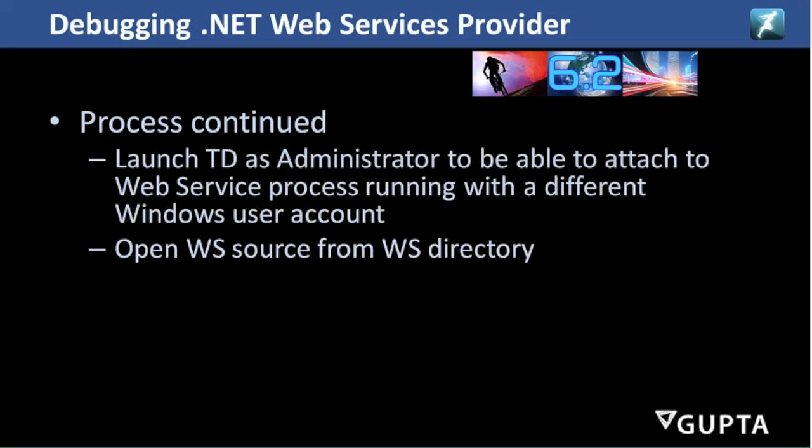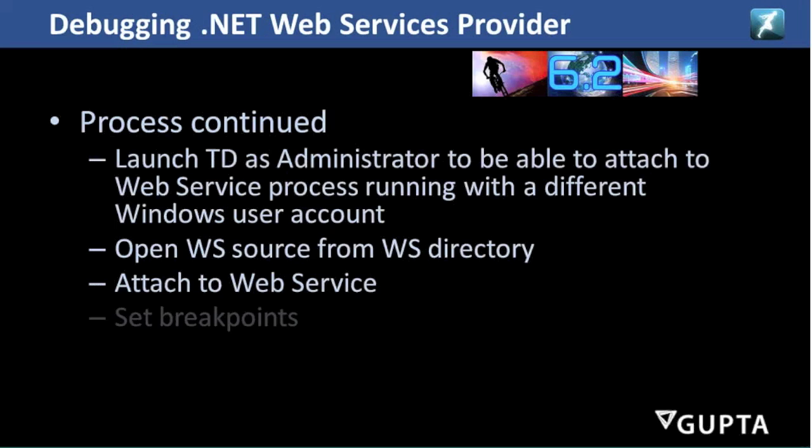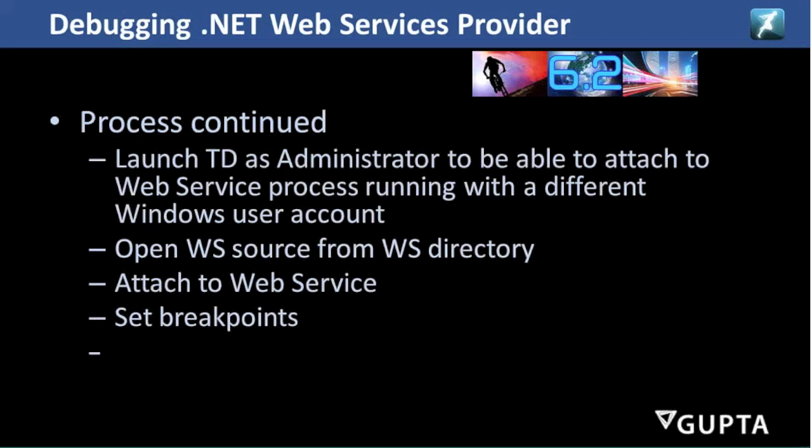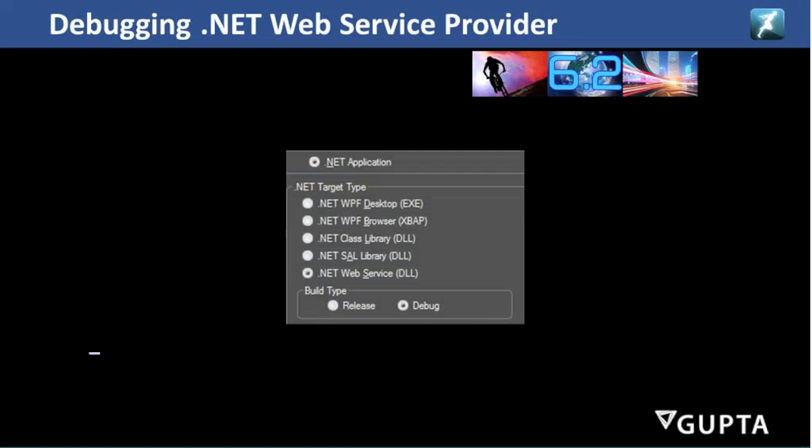Then you open the web service source code from your web services directory. You attach to the web service from Team Developer. You set the breakpoints in your code wherever you need. Then you call the web service from your TD application or browser interface to start debugging. So again, here are the build settings you need: .NET Web Service DLL, that's at the bottom of the list. This one here. And make sure you use the debug setting.